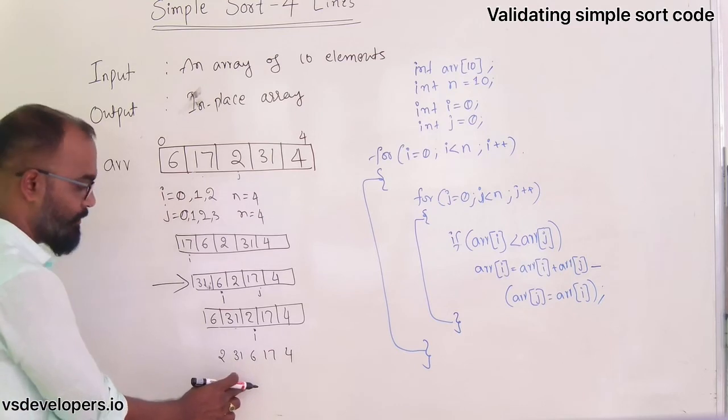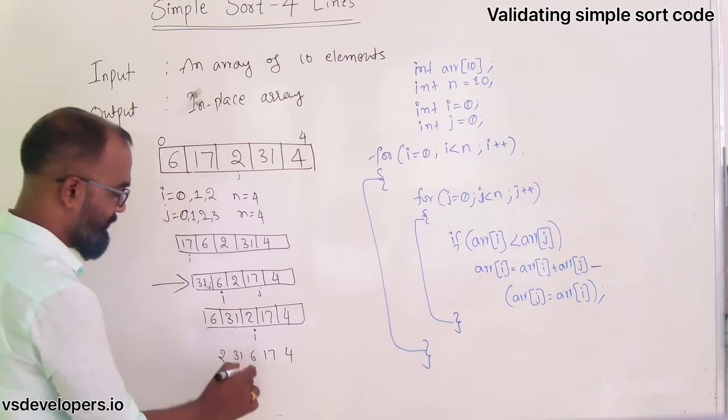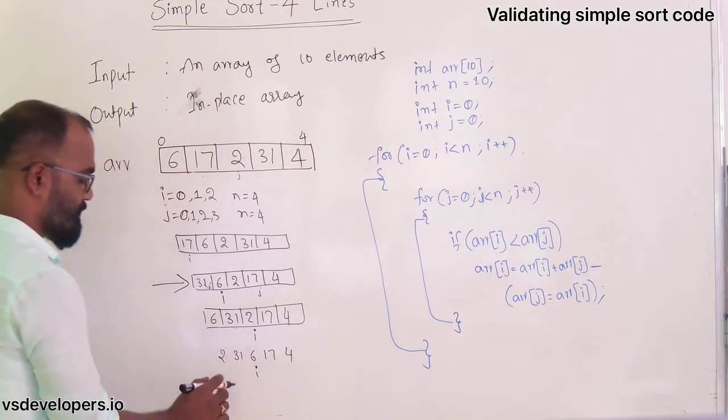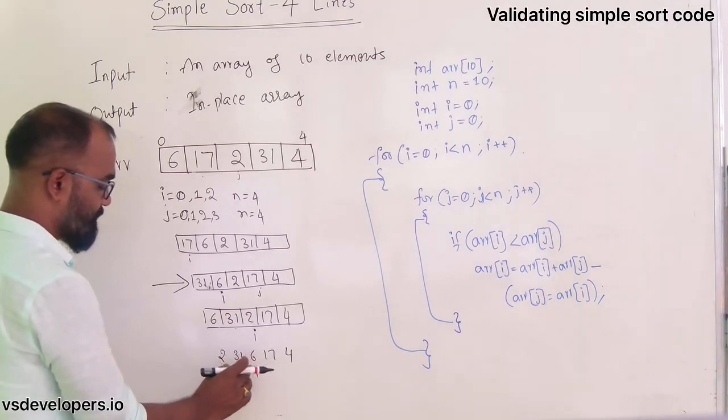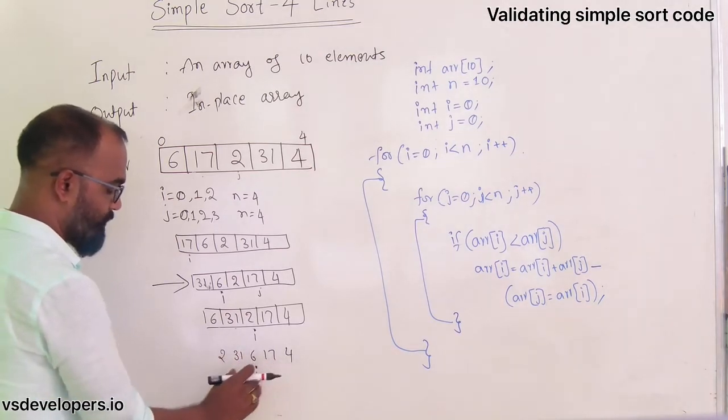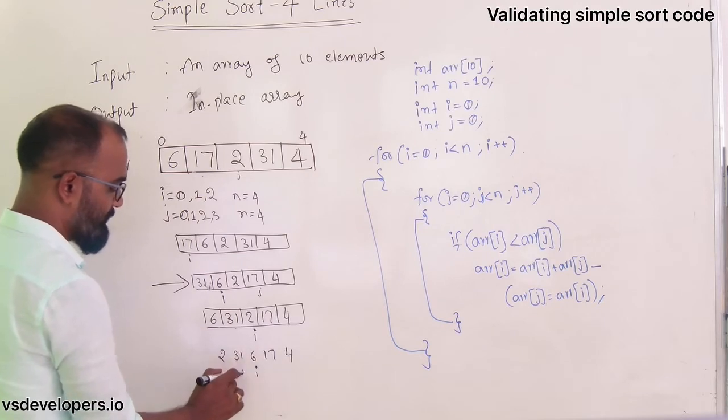This will be your new array. Now, your I is still here, second position. Then when you do swapping, this has become the new array. What you do is next increment j. Your j is here, I is here.